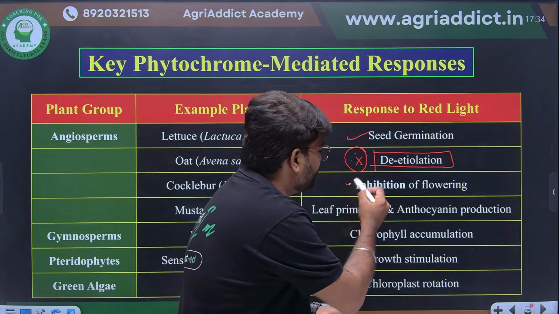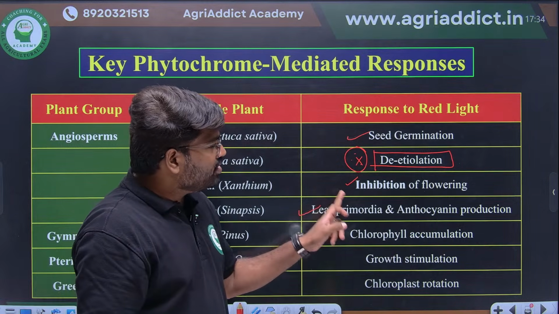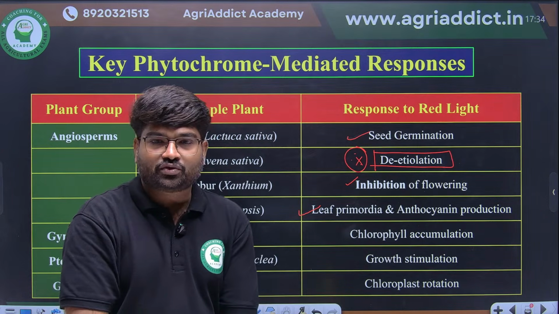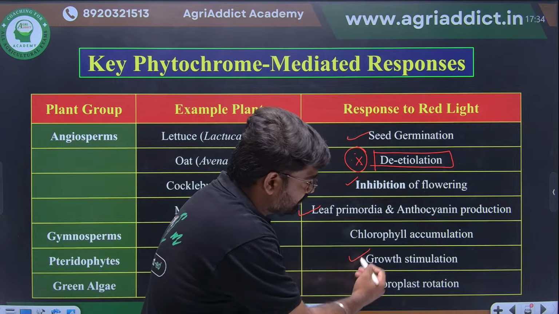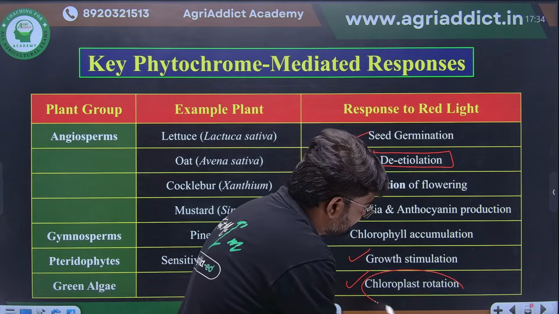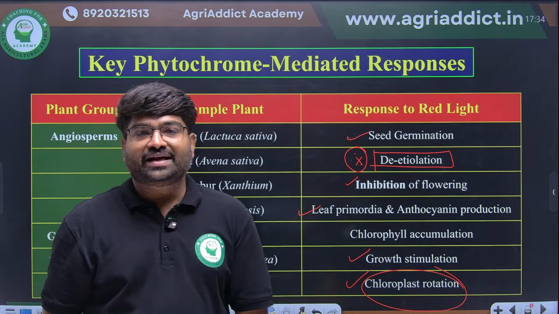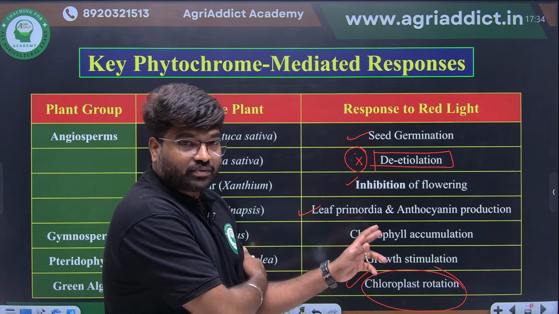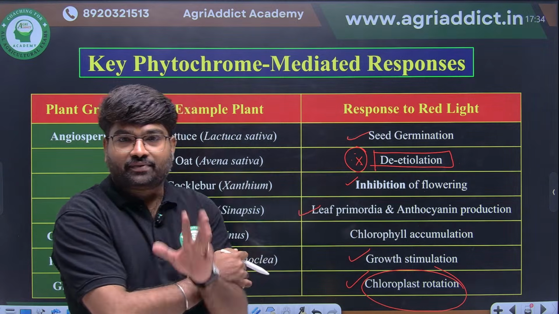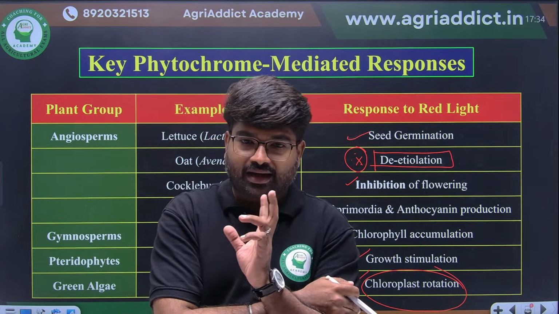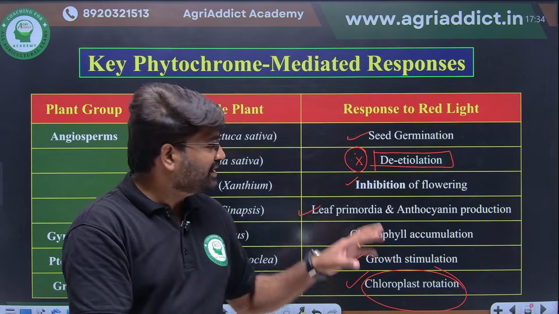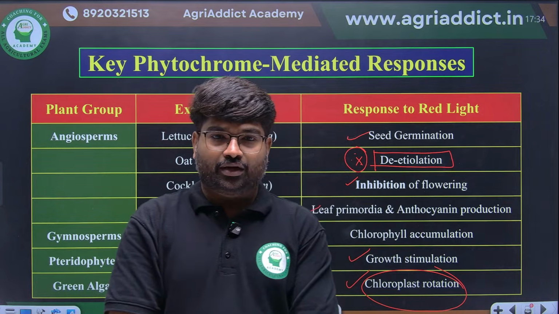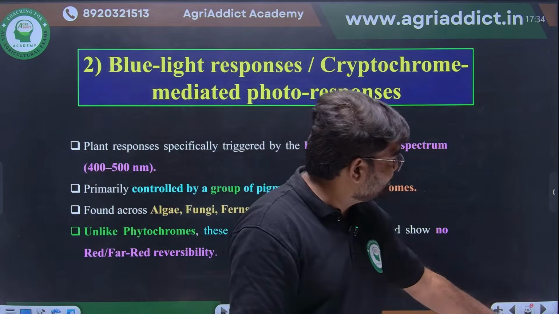The inhibition of flowering will be there. Leaf primordia and anthocyanin production will be there. Chlorophyll accumulation also will be there. Growth stimulation and chloroplast rotation are also specific roles for phytochromes. So the most important questions they will ask are what the different forms of phytochromes are, and what the major physiological responses of the phytochromes are. I hope this is clear. This is a simple topic only.